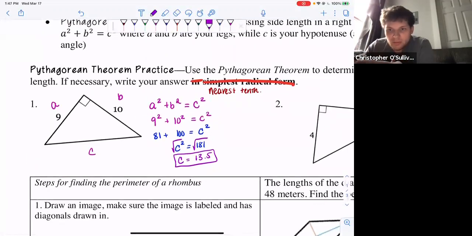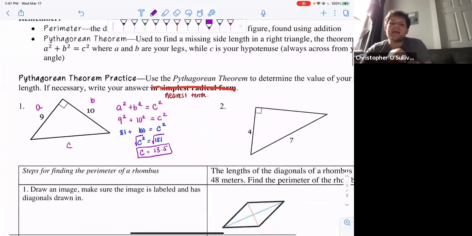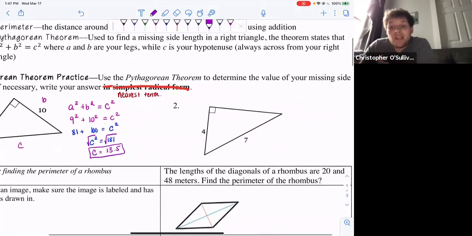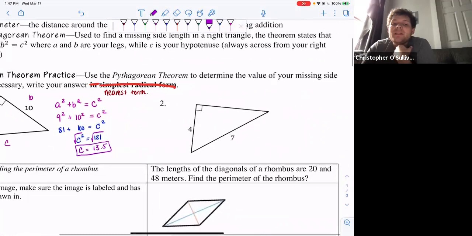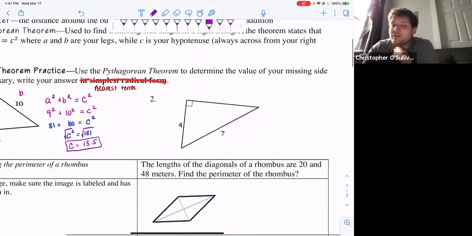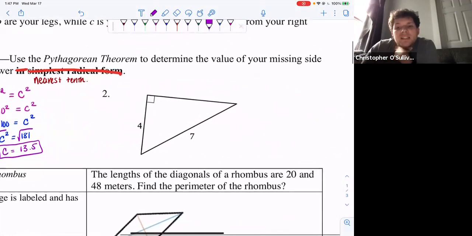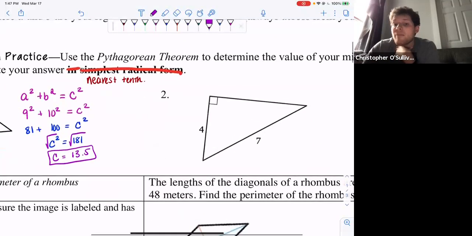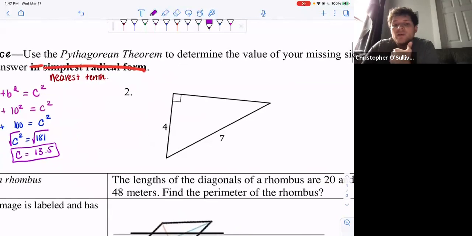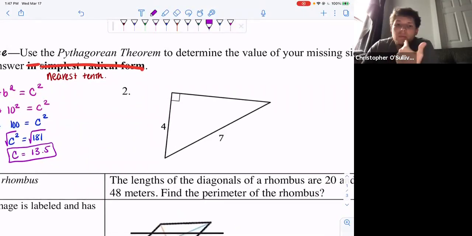So we're not finding the perimeter just yet. The reason why we're doing these examples is because you're going to be using the Pythagorean theorem. So number 2, I'm going to be doing momentarily. This one's going to be a little different from question number 1, because if you look, this time I have my hypotenuse. So I actually have my C value. So this time I'm actually solving for an A or a B.